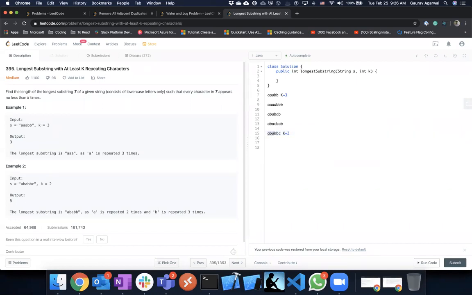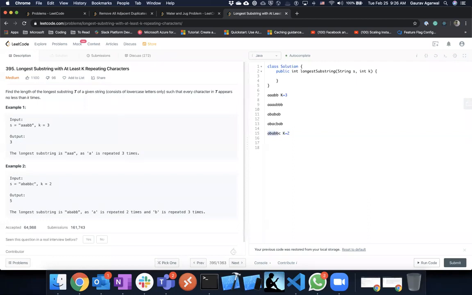This doesn't match because B is of size 1. BAB, we cannot include that. ABB, we cannot include that. BBC, we cannot include that. Now strings of size 4. ABAB, can we include that? Yes. Okay, so we got an updated answer, which is 4. BABB, we cannot use this as an answer. ABBC, we cannot use that as an answer. Okay, we are done.